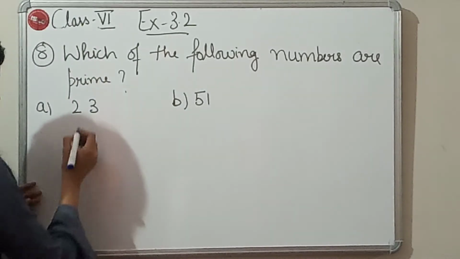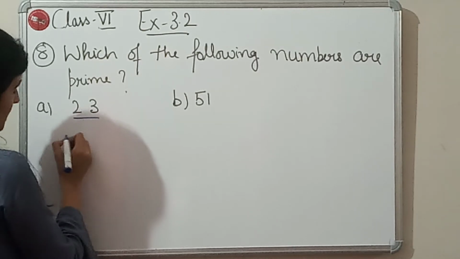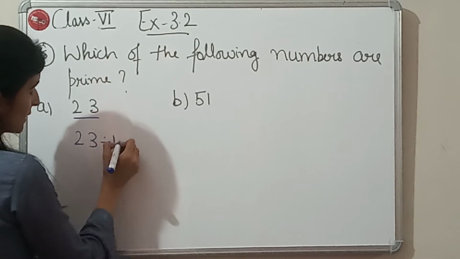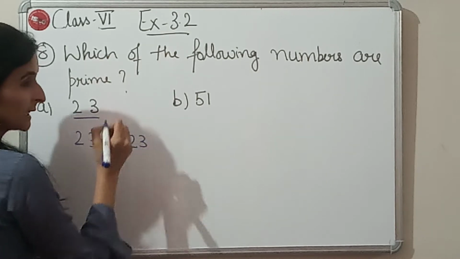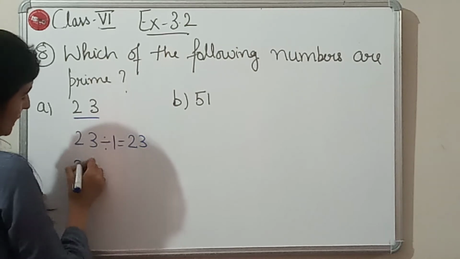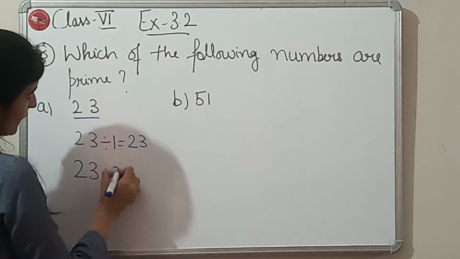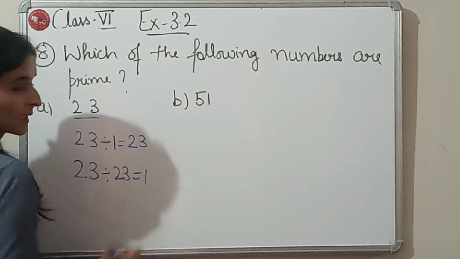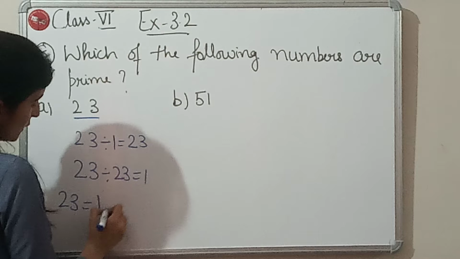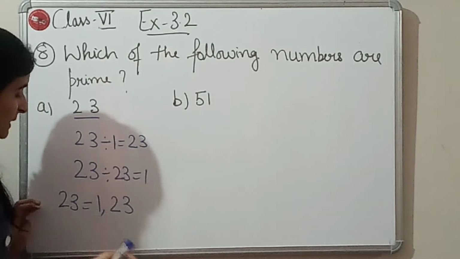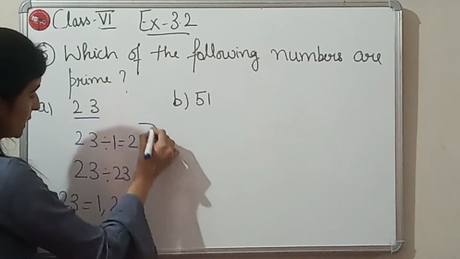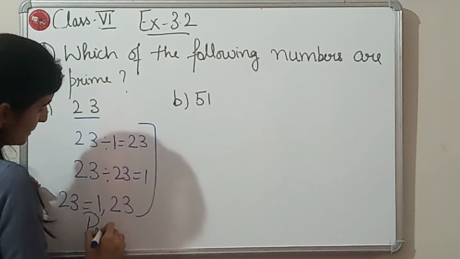Now let us start with this 23. What are the factors of 23? 23 divided by 1 is 23, but after that it is not divisible by any number, and 23 divided by 23 is 1. So the factors of 23 are 1 and 23. It means the factors of 23 are 1 and the number itself. So yes, this is a prime number.